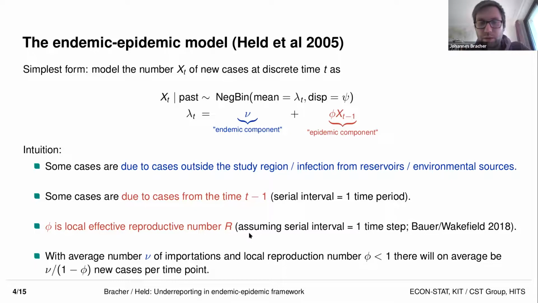And then if you assume that the serial interval is exactly 1 time unit, then this phi parameter can be interpreted as a local effective reproductive number. And this system has a stationary state if phi is smaller than 1, and on average we'll have nu over 1 minus phi new cases per week.